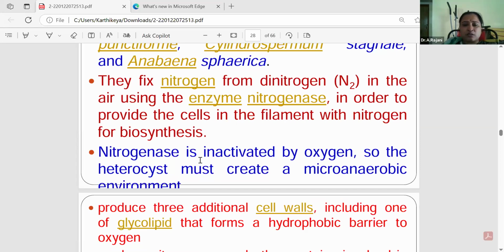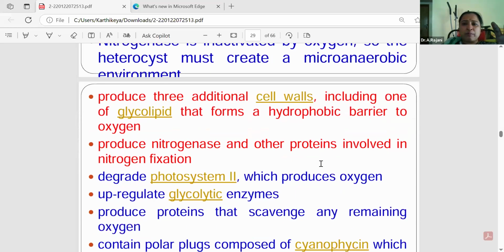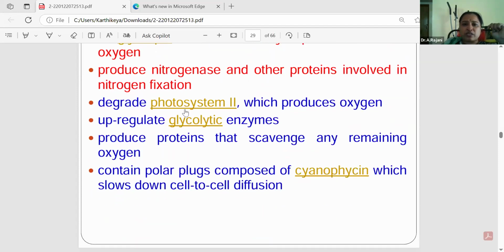Why this? Yesterday sir told, this enzyme is inactivated by oxygen. So these heterocysts create a micro-anaerobic environment. Anaerobic, why? Oxygen is not suitable for nitrogen fixation, that's why a micro-anaerobic environmental condition. Here, three additional features are produced: a cell wall including glycolipids forms a hydrophobic barrier to oxygen, so that the nitrogenase enzyme can carry out nitrogen fixation.